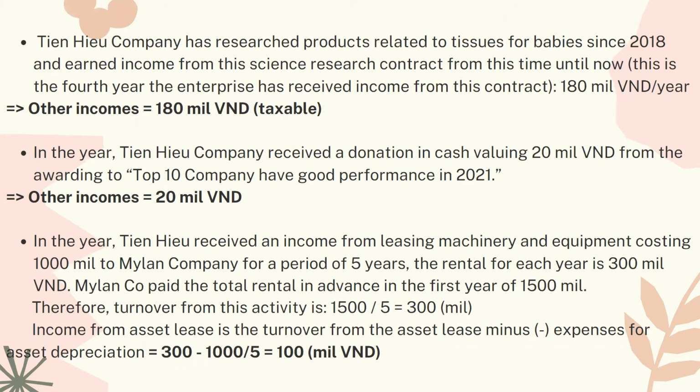And the next, the company received an income from leasing machinery and equipment costing 1,000 million to Milan company in the period of 5 years, and the rental for each year is 300 million. And the customer paid the total rental in advance in the first year of 1,500 million, and therefore the turnover from the activity is 300 million. And you can see the income from the lease is 100 million Việt Nam đồng.